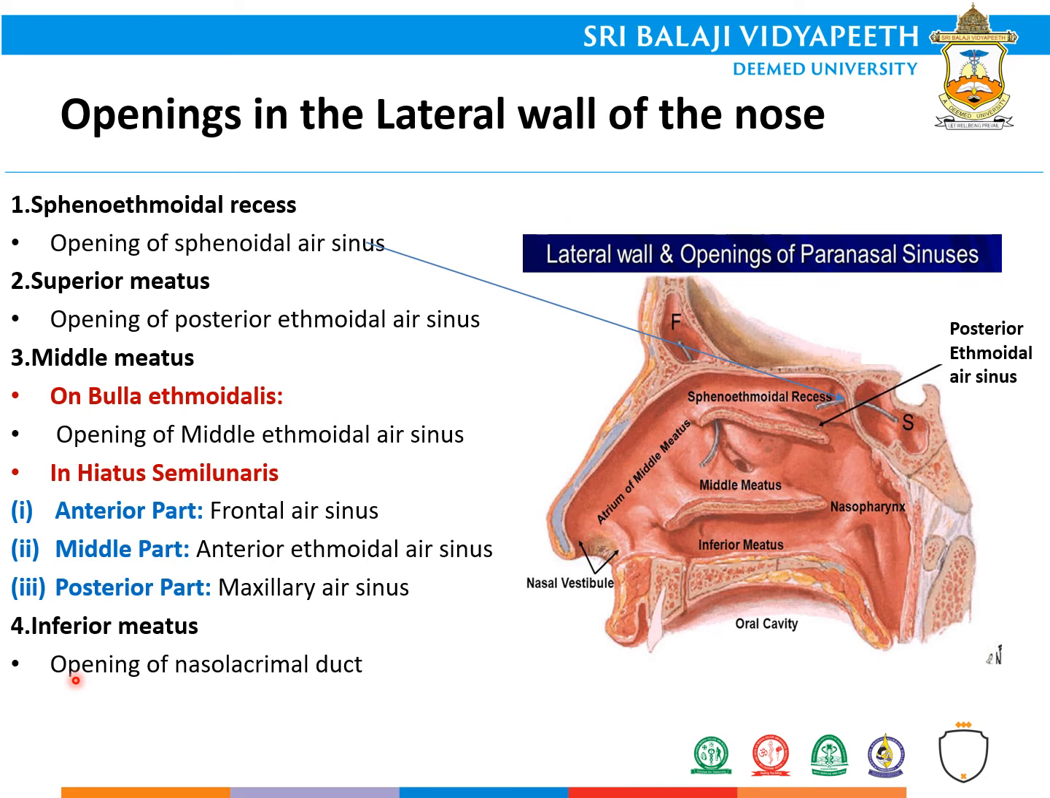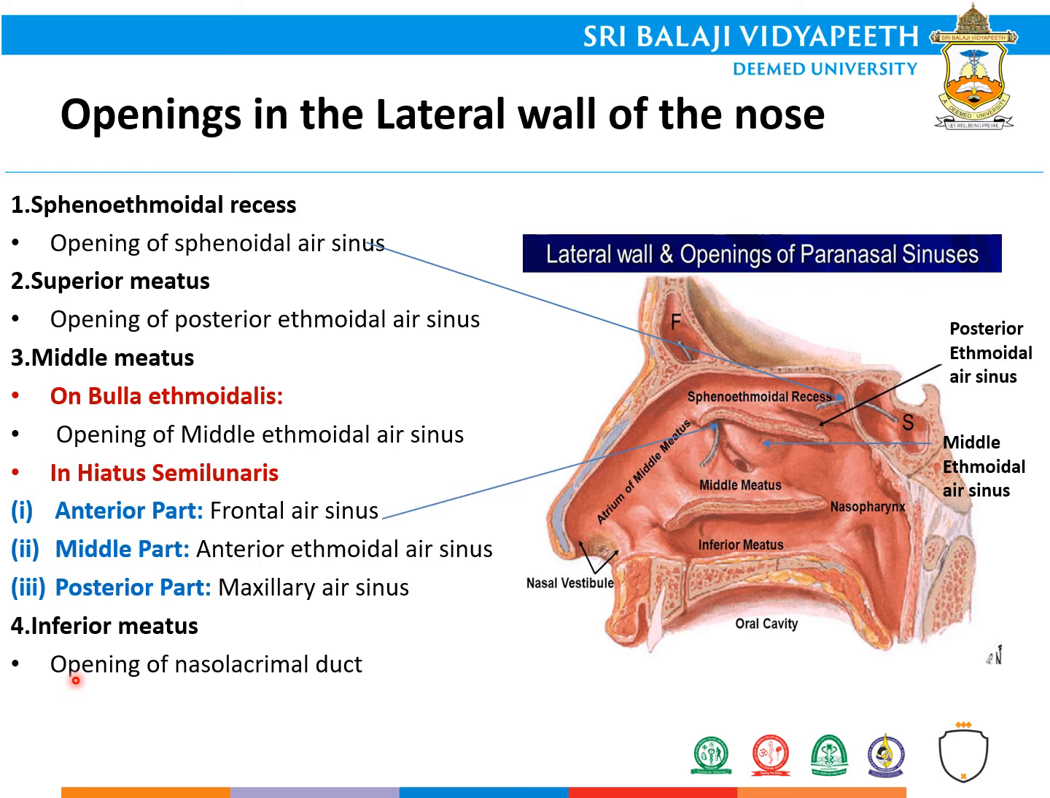And then coming to the middle meatus. Now in the middle meatus, I told you there is this swelling which is called the bulla ethmoidalis, and on it opens the middle ethmoidal air sinus. The opening of the middle ethmoidal air sinus is present over the bulla ethmoidalis. And then in the hiatus semilunaris, you have the opening of three paranasal air sinuses. From anterior to posterior, you have the frontal air sinus, the anterior ethmoidal air sinus, and the maxillary air sinus.